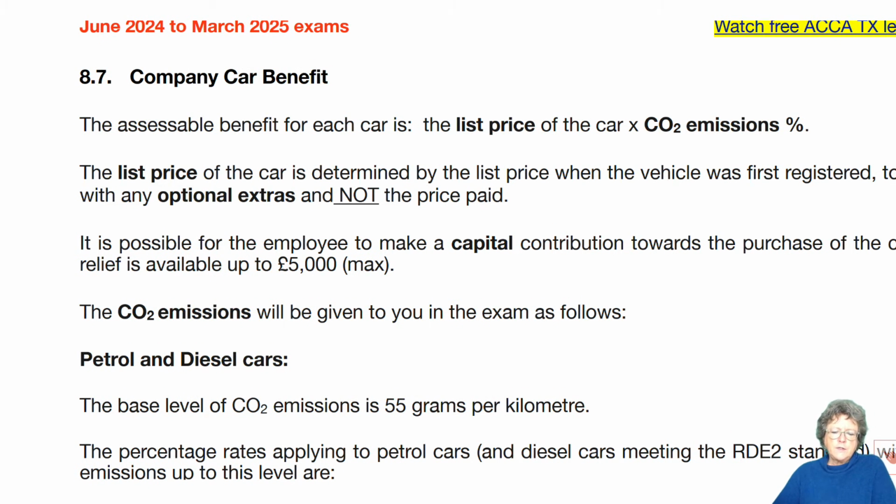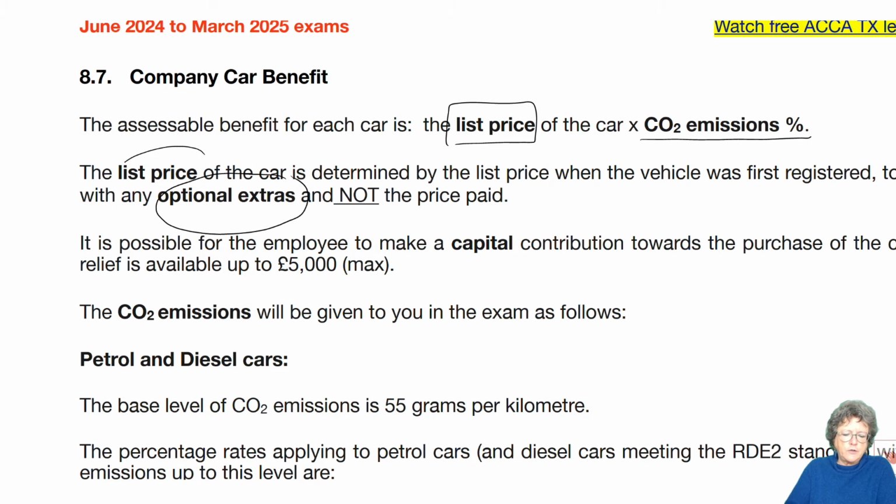The assessable benefit on a car is the list price times the CO2 emissions. Okay. Now, this is not the price that they paid, because if you are an employer and you've bought a fleet of cars, then you'll probably get a really good discount for it. So it's the list price plus any optional extras, alloy wheels, all those sort of things, paint jobs.